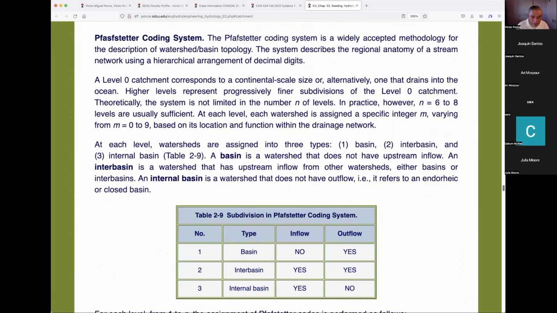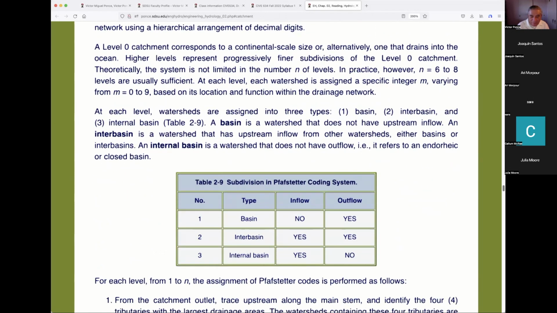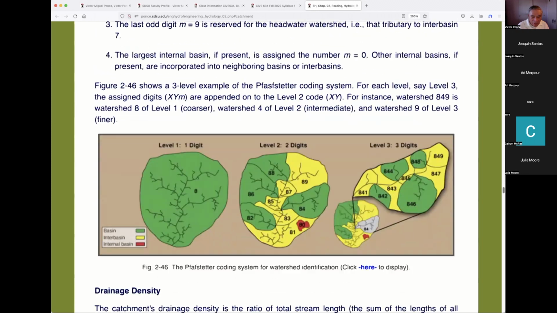So what did Fastetter do? He classified, let's take a look at the map because I think it's going to be easier for us to look at the map.